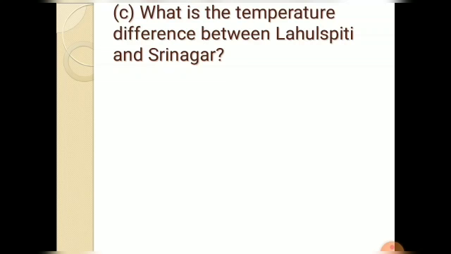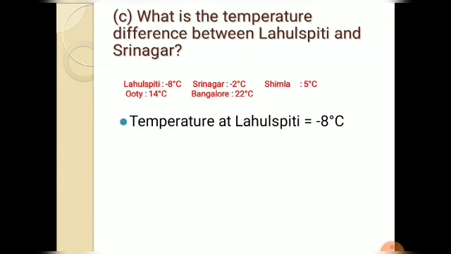Now, C part. What is the temperature difference between Lahul Spiti and Srinagar? Again, we need to know the temperature at these places. We have written all the temperatures of these places. Now, the temperature at Lahul Spiti is -8 degrees Celsius and at Srinagar is -2 degrees Celsius. Now we need to find out the difference.